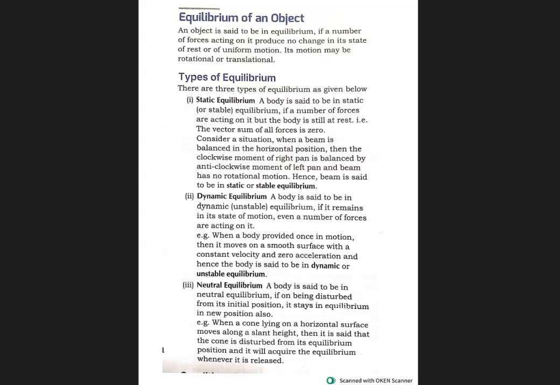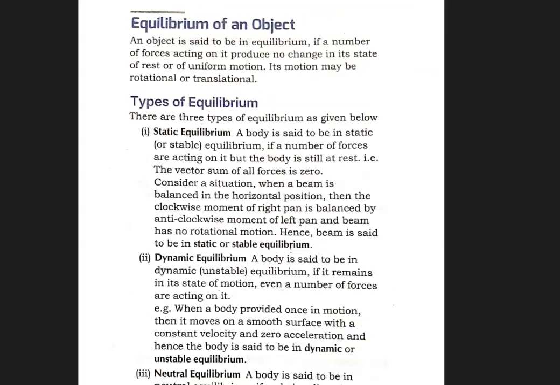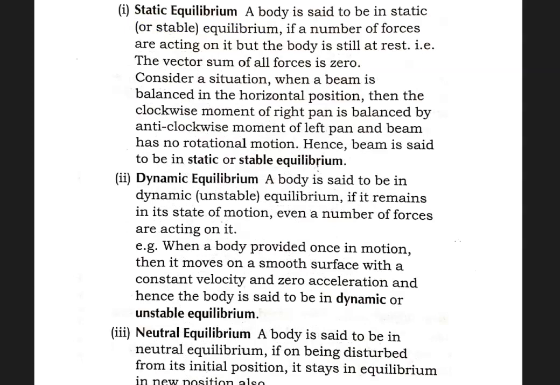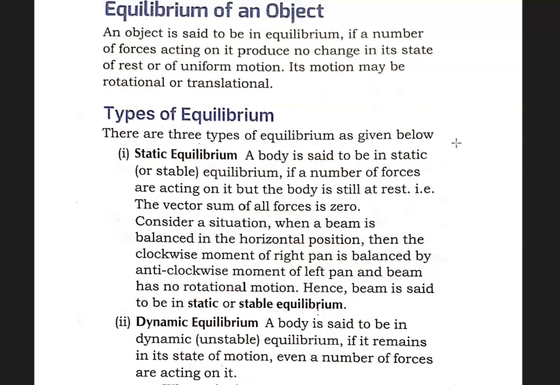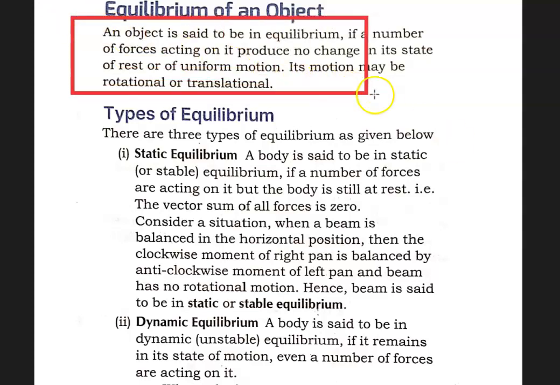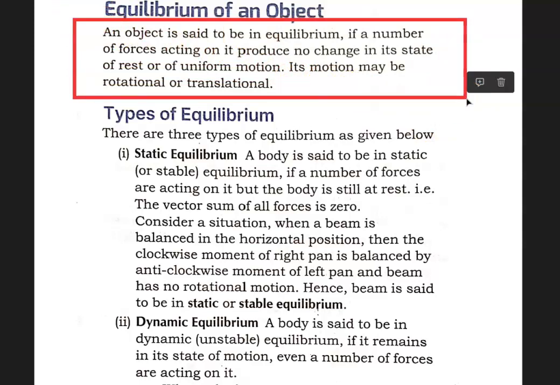Next, we shall be talking about something that is known as equilibrium of an object. Equilibrium are of three kinds. There are three types of equilibrium. Before we talk about types of equilibrium, we should know when is an object said to be in equilibrium. An object is said to be in equilibrium if a number of forces acting on it produce no change in its state of rest or of uniform motion. Its motion may be rotational or translational.